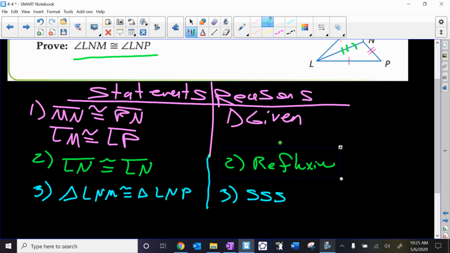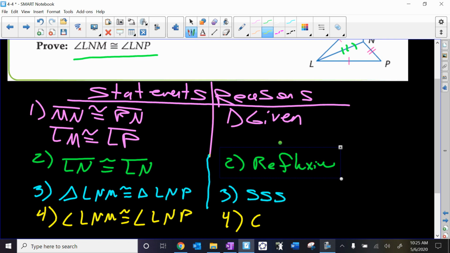And now that I know that all of my sides are congruent and the triangles are congruent, we should be able to say that their corresponding parts are congruent. So this is where you're going to use or list out what you're trying to prove, which in this case were your angles. We're going to say angle LNM is congruent to angle LNP. And our reasoning is going to be an acronym that looks like this. And it stands for corresponding parts of congruent triangles are congruent. And that's going to be your proof.